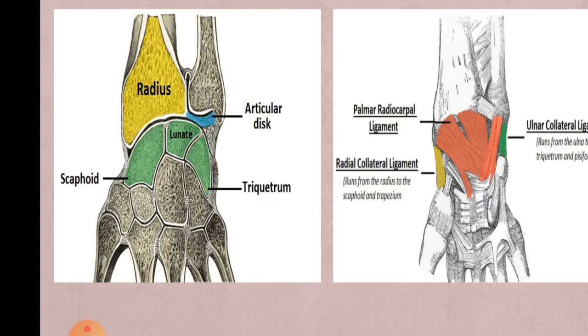So proximally, you have the distal end of the radius and this articular disc, and distally you have the carpal bones that are the scaphoid, lunate, and the triquetrum.